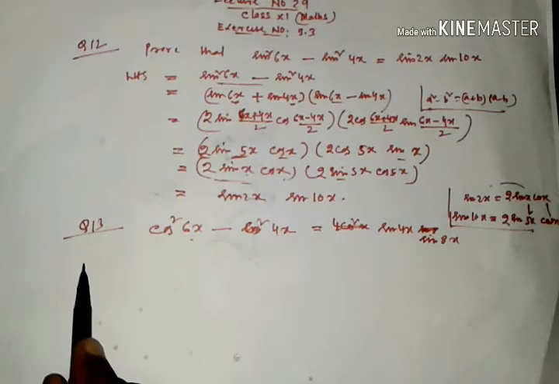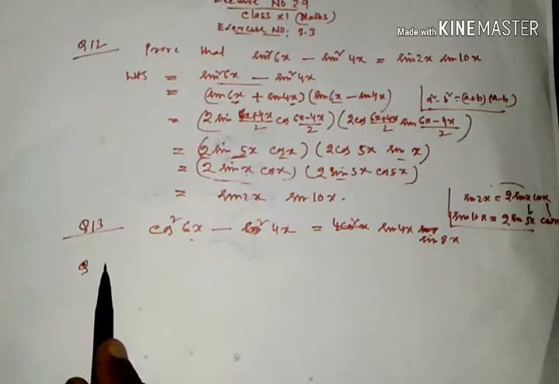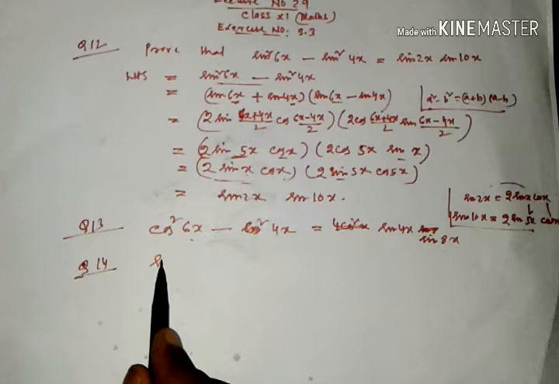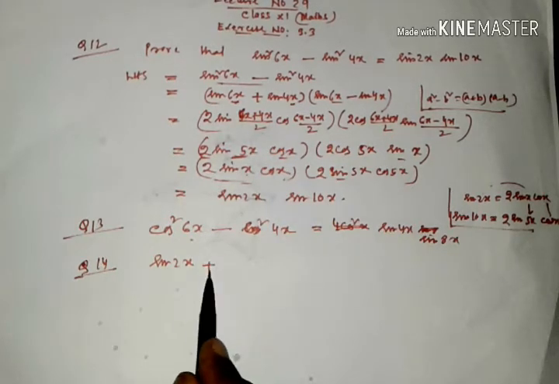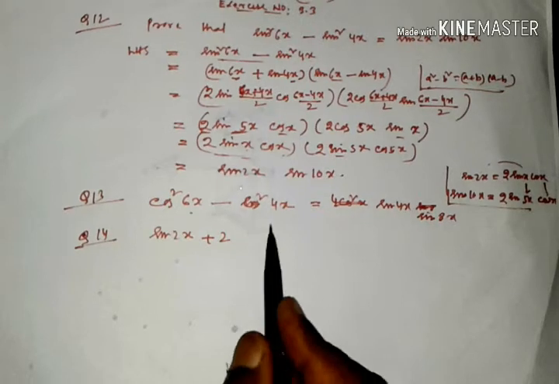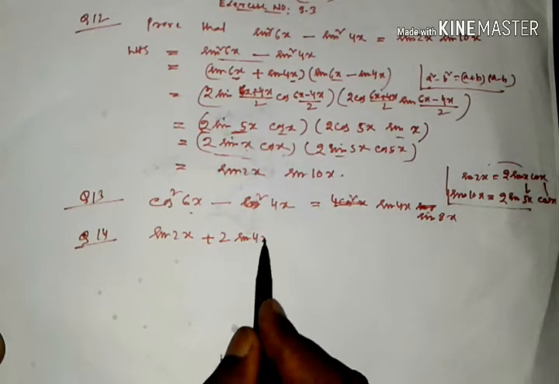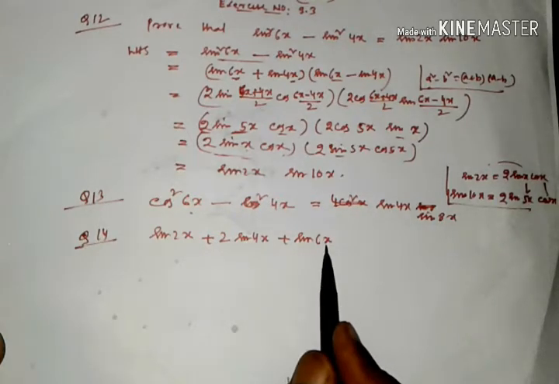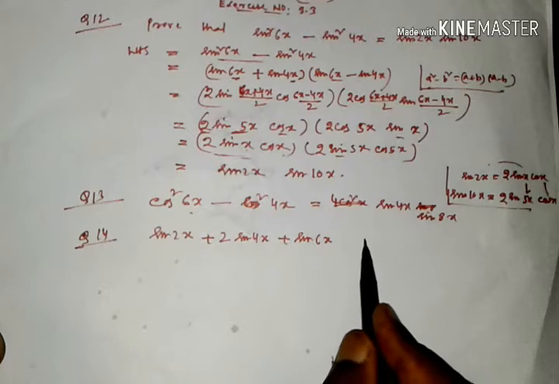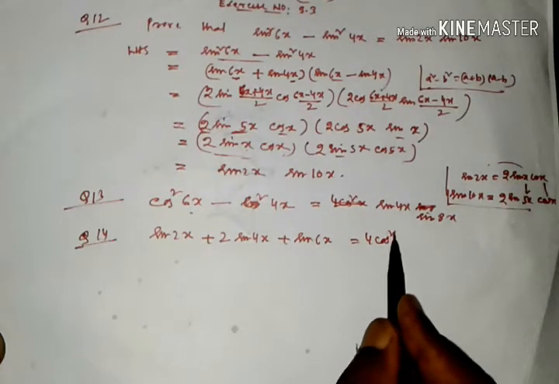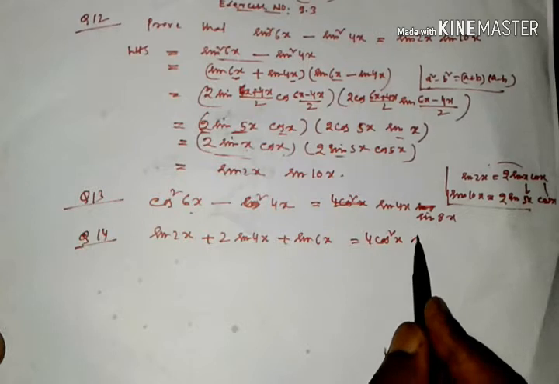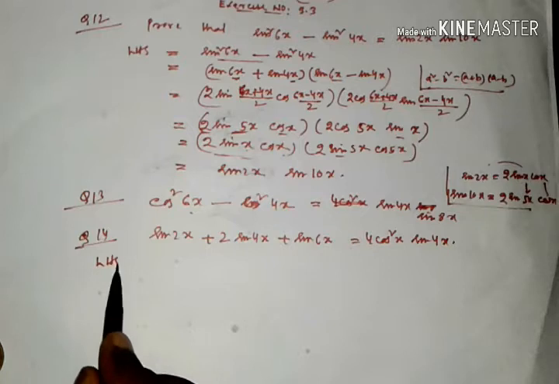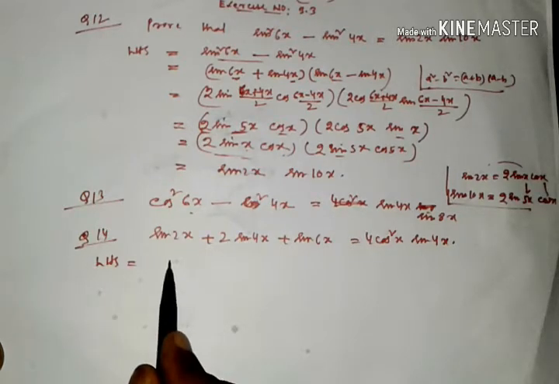Next, question number 14, I have discussed. This is sin 2x plus 2 sin 4x plus sin 6x is equal to 4 cos square x sin 4x. LHS can be solved easily.